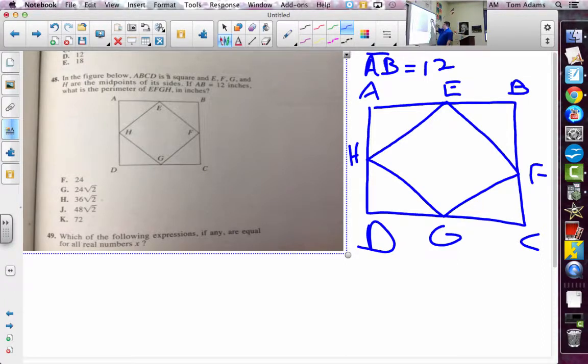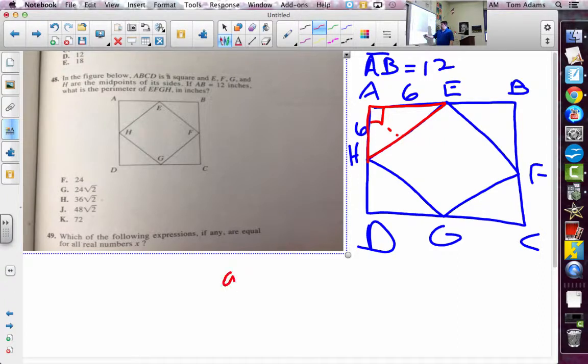Well, if this is the midpoint, then from here to here is 6, and from here to here is 6. So anyways, this is a right triangle with side lengths of 6 and 6. So I need to find the hypotenuse of that, right? How do I do that? Pythagorean. It's really the square root of 2 times 6.